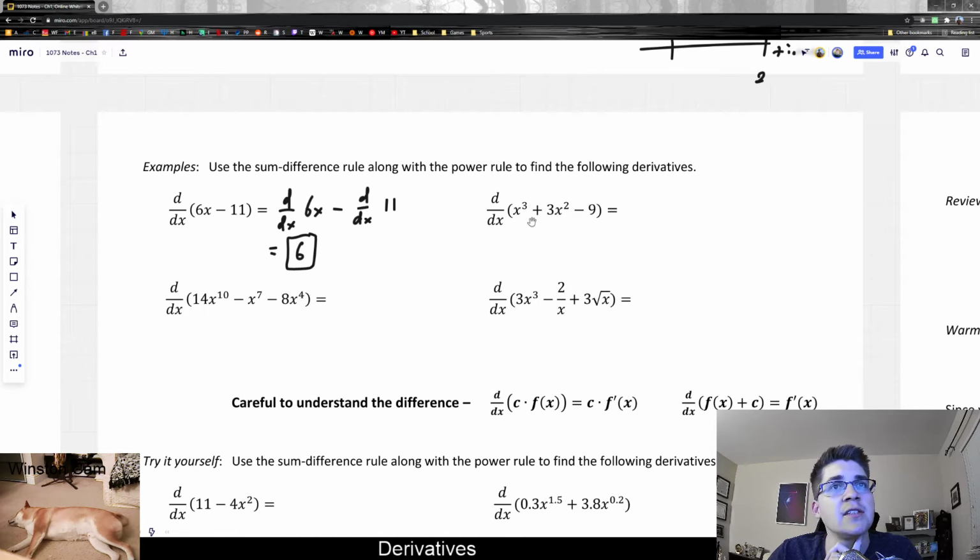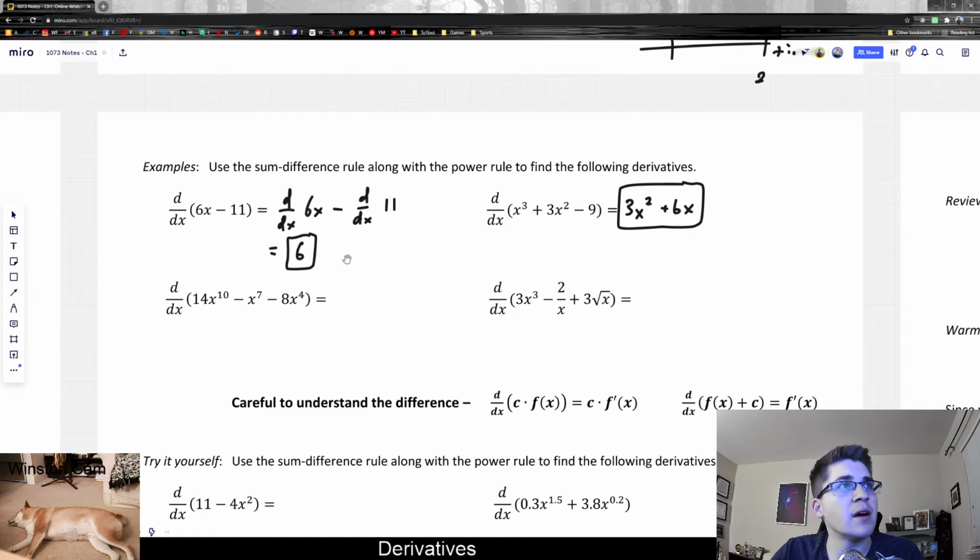Looking at higher degree polynomials, though, we need to make sure we're using the power rule. Again, I'm going to just skip writing this. I'm just going to differentiate piece by piece by piece. You can think of it sort of like the distributive property here, but the derivative of x cubed would be 3x squared. The derivative of 3x squared would be 6x, and the derivative of negative 9 would be 0. So I can just kind of work my way piece by piece, keeping in mind all those rules that we have been working on.